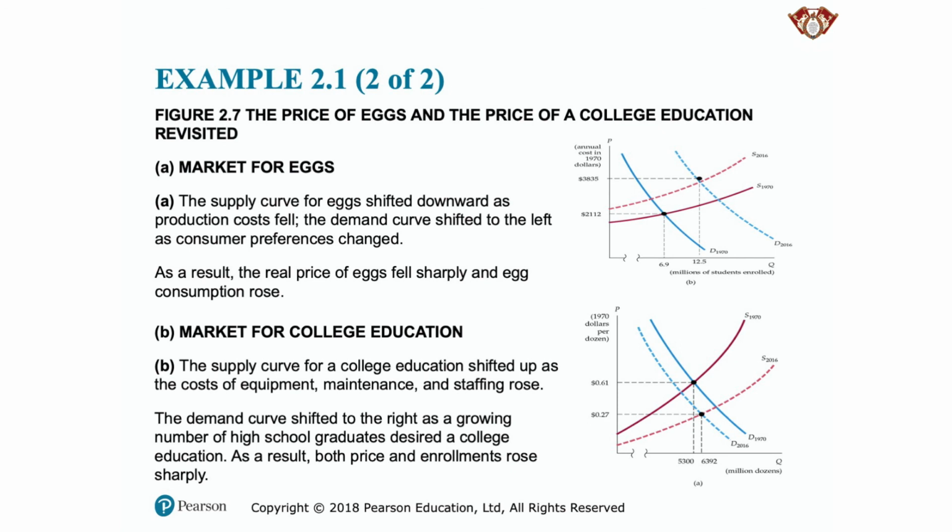Okay, now let's explain using demand and supply graphs. First, the market for eggs. In 1970, the demand curve is this one, and the supply curve of eggs is like this. Then the supply curve changed from here to here, shifting downward because production cost fell in poultry farms.